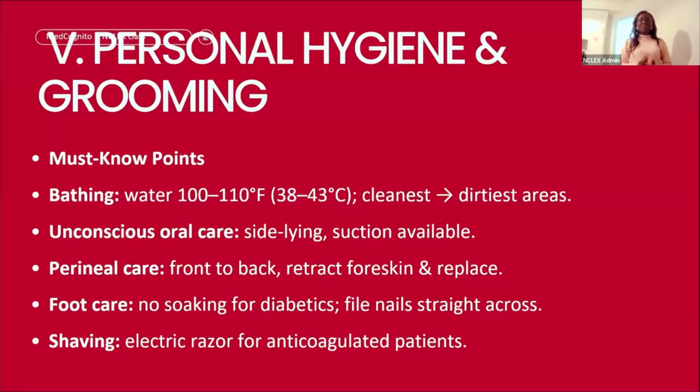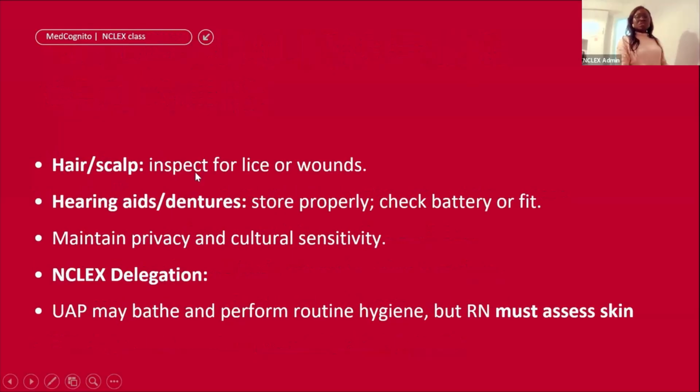Shaving, so this is under personal hygiene and grooming. Shaving, electric razor for anticoagulated patients. So you may have a clinical scenario where we're telling you that this client is on anticoagulant. It means that the client can bleed, and then it's under personal grooming, and you're supposed to choose what you will use for the shaving. And you should remember this. Electric razor.